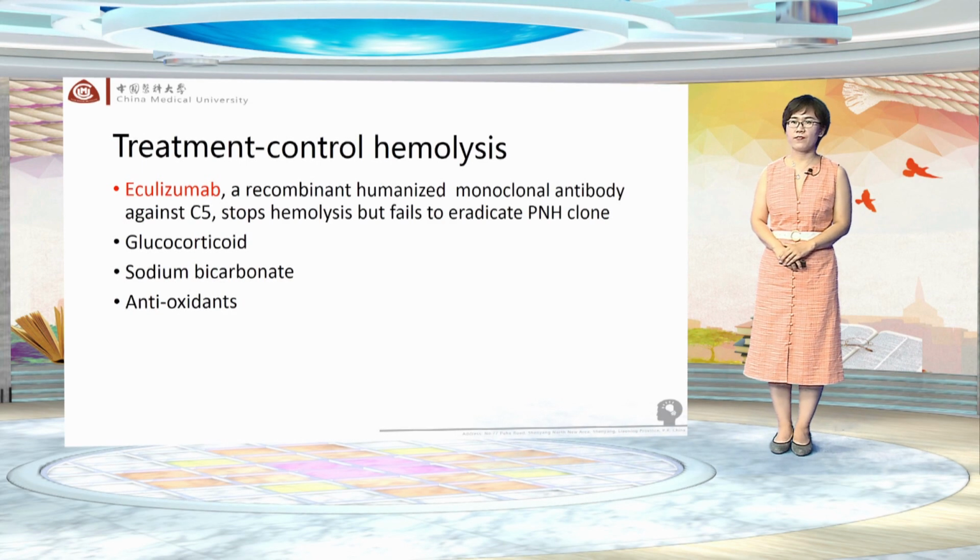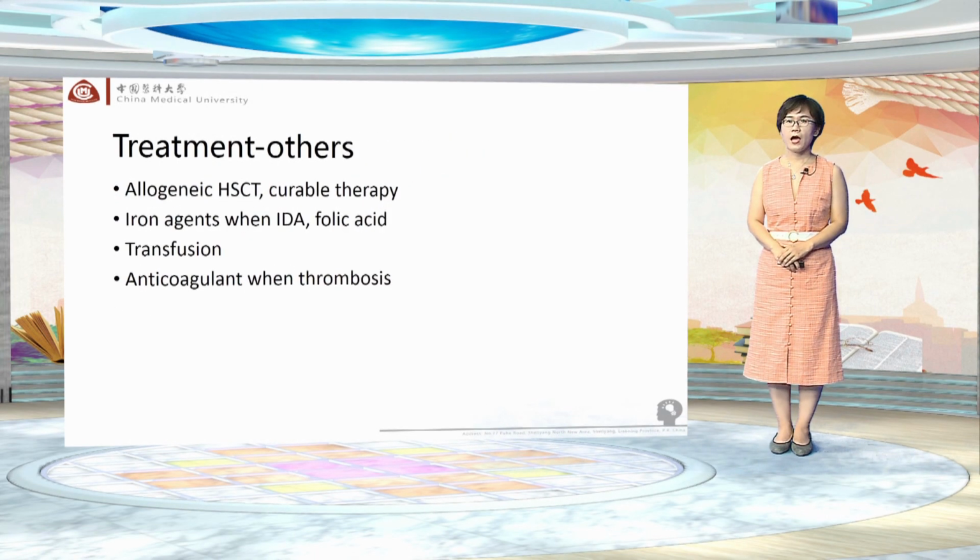Glucocorticoid is effective for some patients, and can reduce the attacks or relieve hemolysis. Sodium bicarbonate can be used in acute hemolysis. Antioxidants such as vitamin E have cytoprotective effects for the cell membrane, but the effectiveness is uncertain. Allogeneic hematopoietic stem cell transplantation is the only curative therapy.